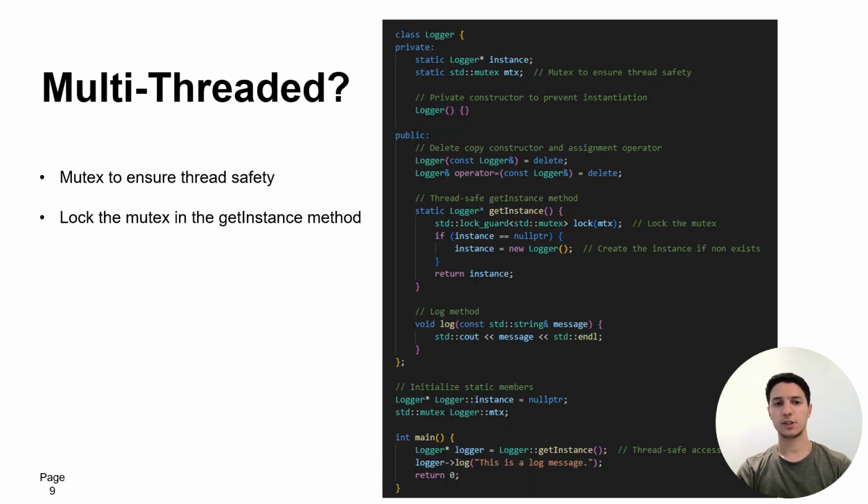Just one extra point of detail. If our application is multi-threaded, we want our getInstance method to be thread safe. We can use a mutex to ensure that only one thread is allowed to create an instance at a time. This will prevent race conditions where multiple threads try to create multiple instances simultaneously. So we use a mutex and we lock the mutex when we call the getInstance method to ensure that there are no race conditions that occur. And this is how we tackle multi-threaded applications, and we ensure that our singleton performs the best in all cases.